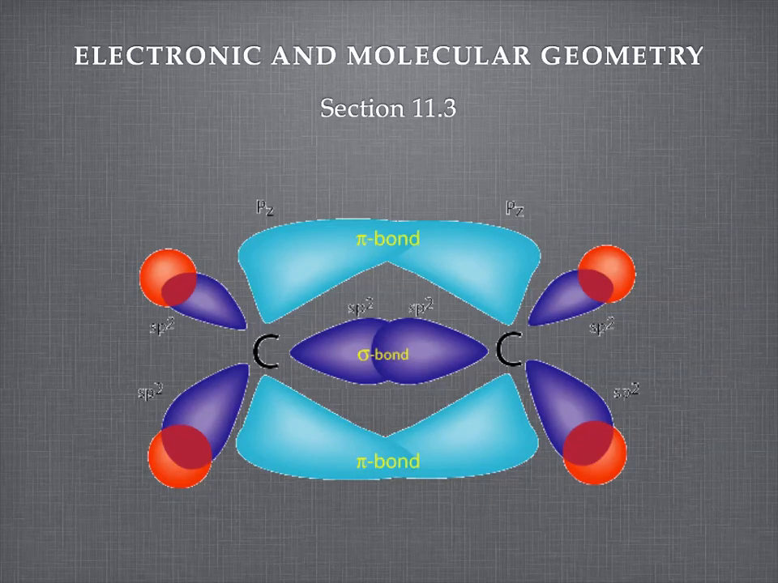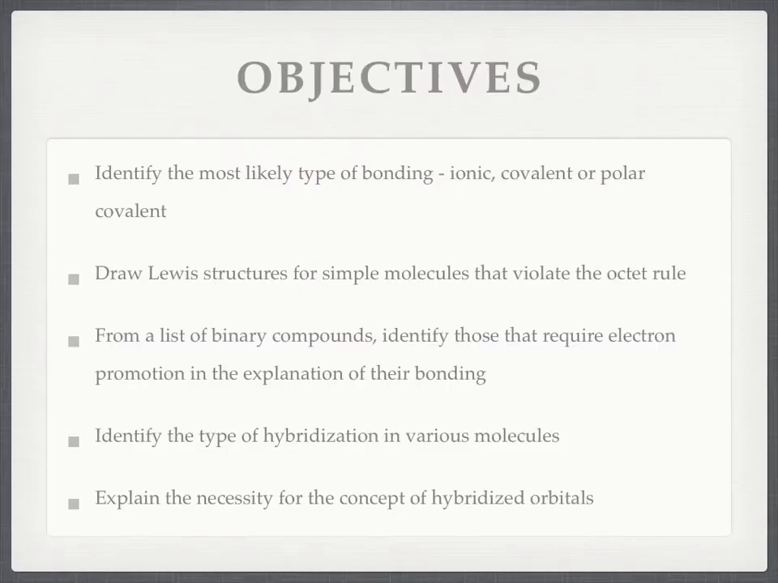This is section 11.3, Electronic and Molecular Geometry. Our objectives are to identify the most likely type of bonding, ionic, covalent, or polar covalent, draw Lewis structures for ones that violate the octet rule. From a list of binary compounds, identify those that require electron promotion, talk about that, and then talk about hybridization and why it's necessary.